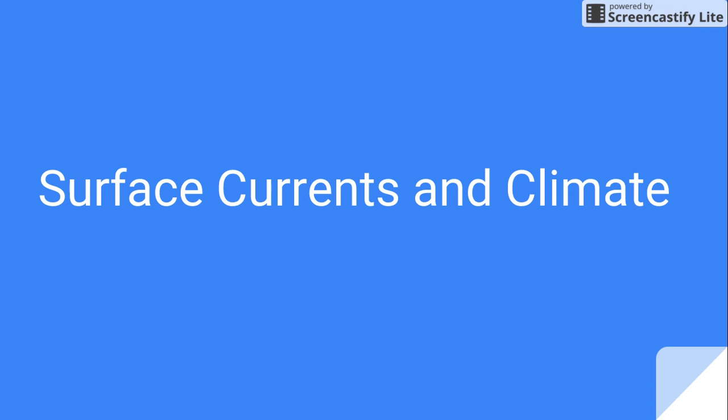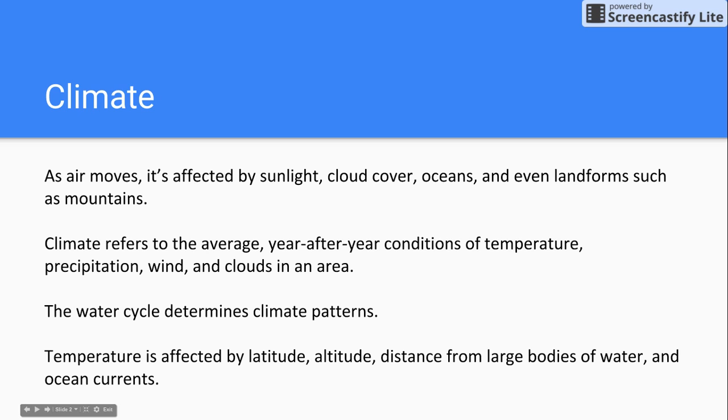Hey, 8th grade. So today we're going to start talking about surface currents and climate and how surface currents or ocean currents can affect climate on land. So let's first start by talking about climate. As air moves, it's affected by sunlight, cloud cover, oceans, even landforms such as mountains. So all of these will affect the temperature, the pressure, and the moisture content within that air.